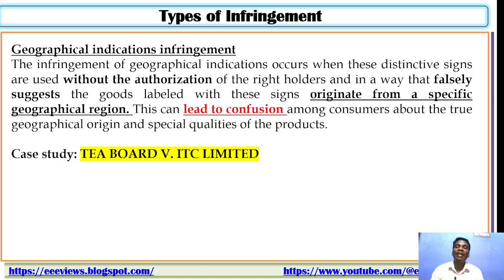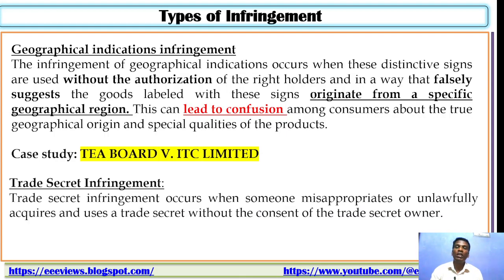The Tea Board filed the case against ITC for using the word Darjeeling. The court analyzed the case and found that in the Darjeeling Lounge they provide various beverages, but it is not linked with Darjeeling tea. So the case is dismissed. This is one of the types of infringement. The last one is trade secret infringement. So what is a trade secret? We know. If the secret is revealed, then infringement happens. When someone misappropriates or unlawfully acquires and uses the trade secret without the consent of the owner, then infringement is happening.